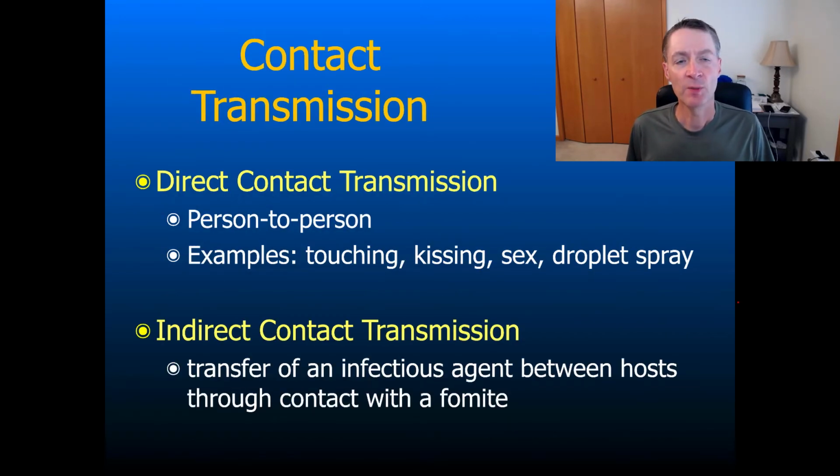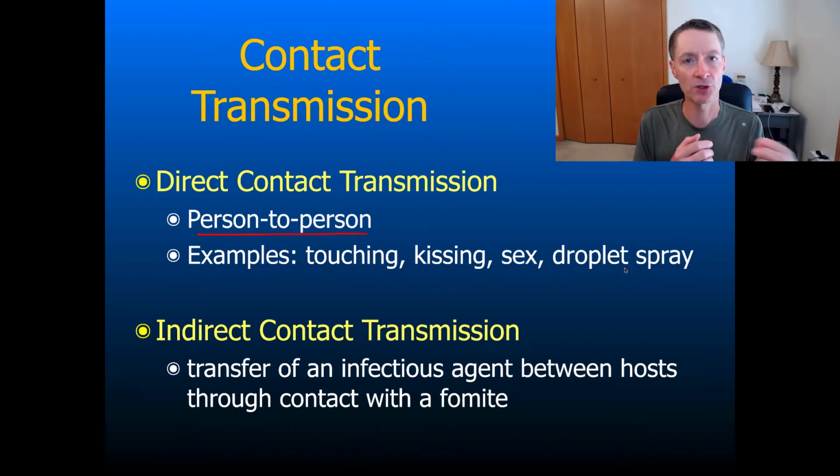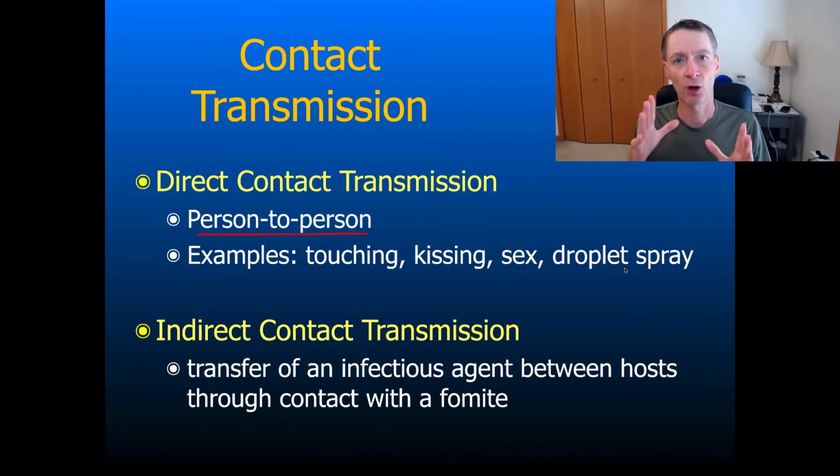What kinds of transmission can occur? Well, you could have direct contact transmission or indirect contact transmission. So direct would be person to person, okay? Examples: touching, kissing, sexual activity, even droplet spray. If you're close enough to someone, you may not be touching them, but you sneeze, you cough, and droplets get into their eyes, nose, mouth. Mucous membranes are more likely to allow that transmission to occur.